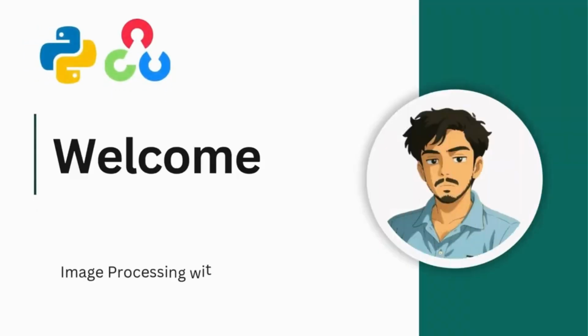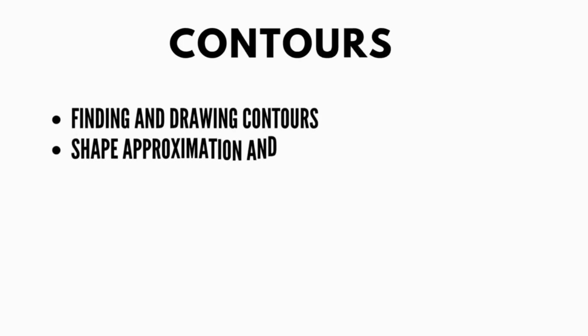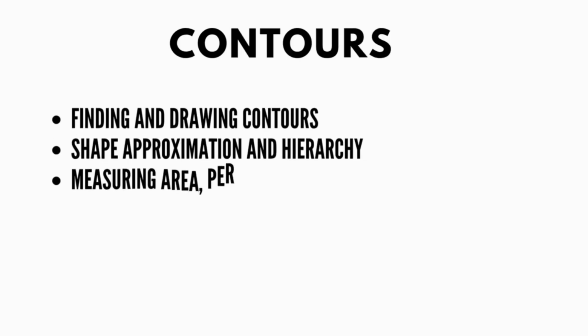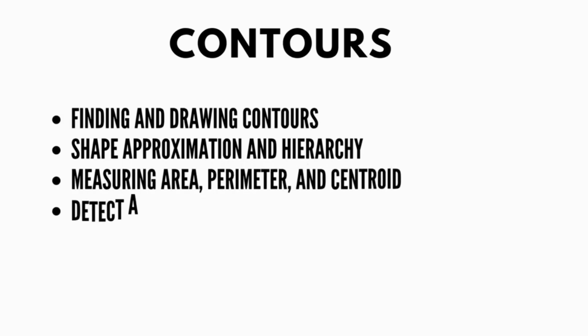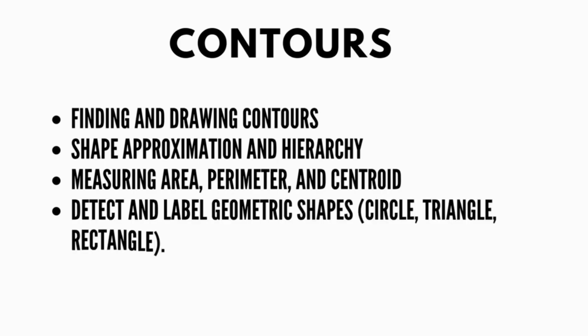Welcome back everyone. Today we are going to learn one of the most powerful concepts in computer vision, which is contours. By the end of this video, you will know how a computer identifies the outline of an object, measures its area, finds its center, recognizes its shape, and even distinguishes between circles, triangles, and rectangles.